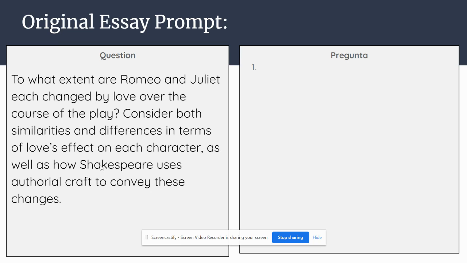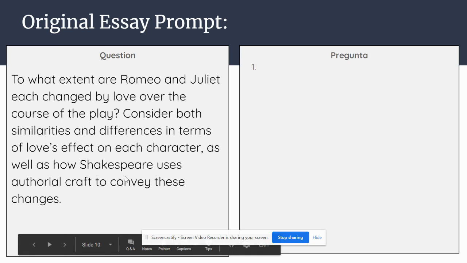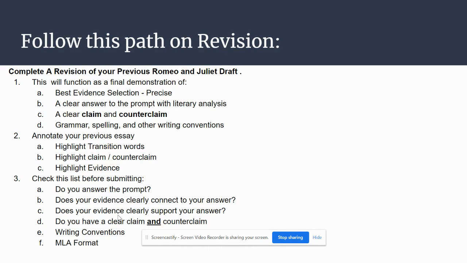Additionally, make sure you keep in mind that I want to read how Shakespeare does these things. It's not just what Romeo did, it's not just what Juliet did, but how did Shakespeare demonstrate those changes?